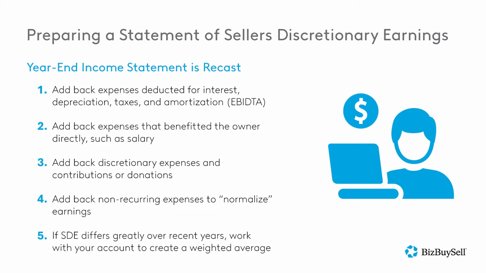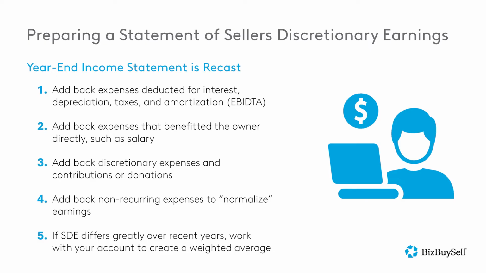Preparing a statement of seller's discretionary earnings, SDE. To calculate SDE, a key figure in small business sales, the year-end income statement is recast with the following adjustments. 1. Add back expenses that were deducted for interest, depreciation, taxes, and amortization, resulting in what accountants call business EBITDA, earnings before interest, depreciation, taxes, and amortization. 2. Add back expenses that benefited the owner directly, such as owner's salary and benefits, insurance, and auto use. 3. Add back discretionary expenses and contributions or donations that another owner might choose not to incur. 4. Add back non-recurring expenses to normalize earnings by excluding unusual and one-time transactions of the business.